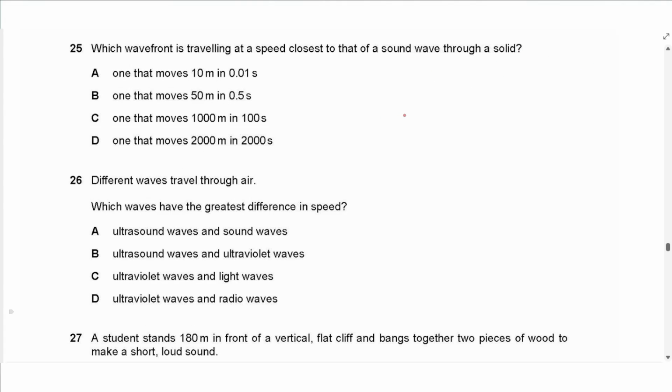Question 25 says which wavefront is traveling at a speed closest to that of a sound wave through a solid? We have distances and time, so we divide the distance by time for each. 10 divided by 0.01, that gives us 1000 meters per second. 50 divided by 0.5, that gives us 100. 1000 divided by 100, that gives us 10. 2000 divided by 2000, that gives us 1. In solids, the sound travels the fastest, so we choose the thousands here. So the answer is A.